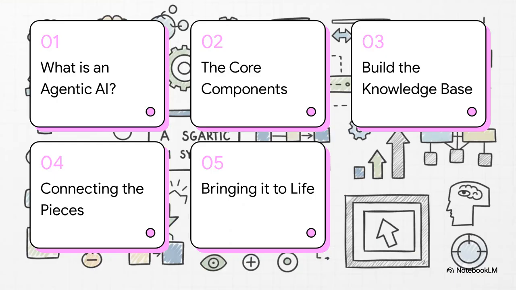So here's our game plan. First, we'll get on the same page about what an agentic AI even is. Then we'll check out the core parts that make it tick. After that, we'll see how to give it a custom memory, connect all the final pieces, and then, the best part, we'll bring it to life.